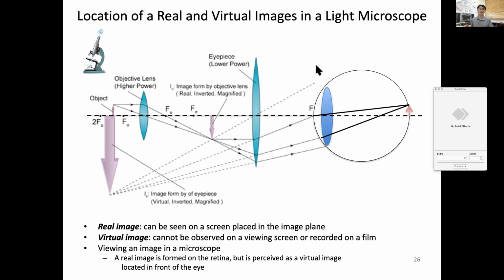This really shows that the outside world as we see it may not always be real. It could be virtual, like virtual reality.